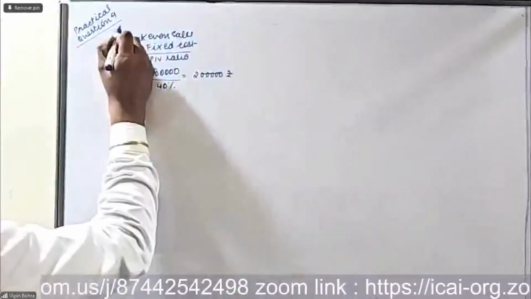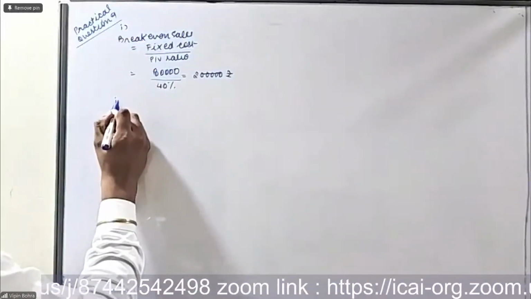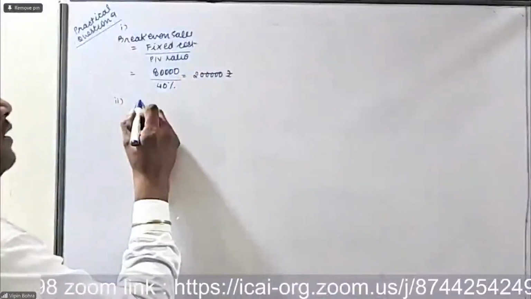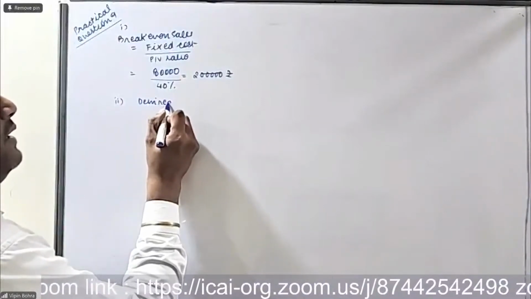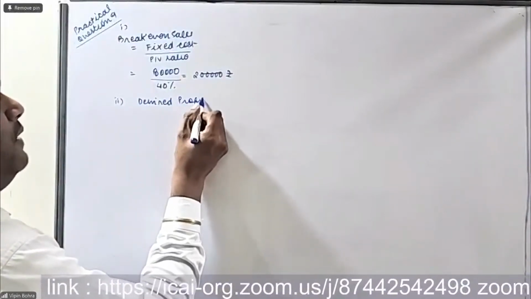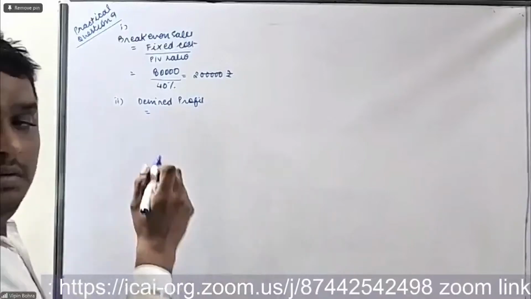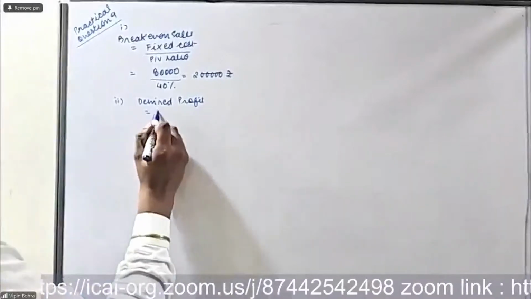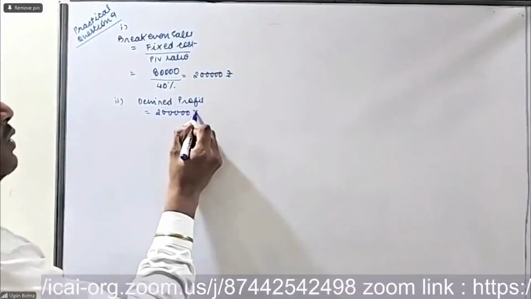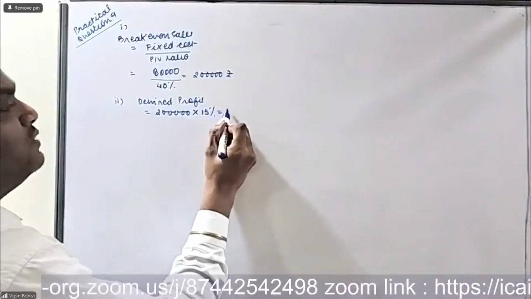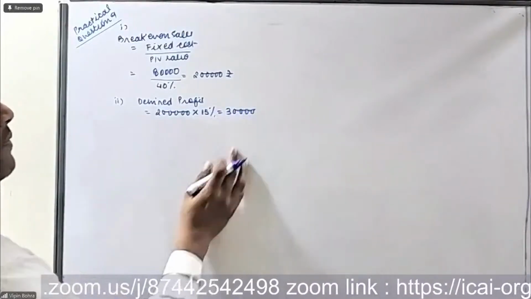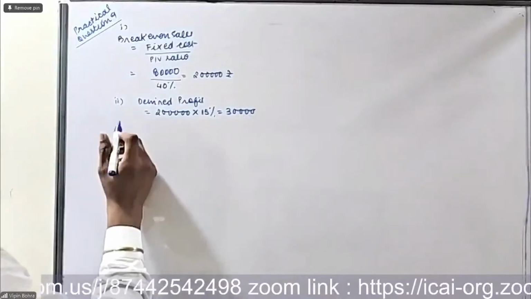Now the next question is, what sales volume must be obtained to get 15% return on investment? So herein, we want 15% return on investment. So my desired profit will be how much? 2 lakh is my investment, so into 15%, that is 30,000 is my desired profit.